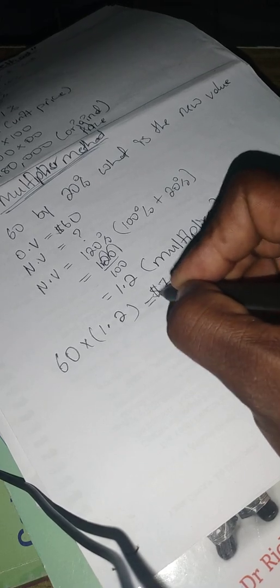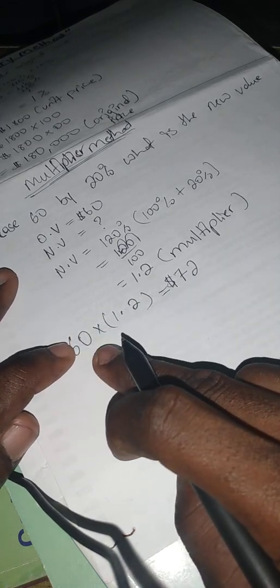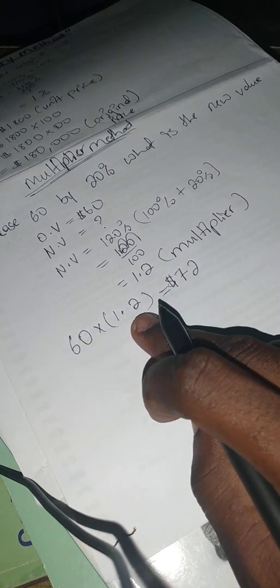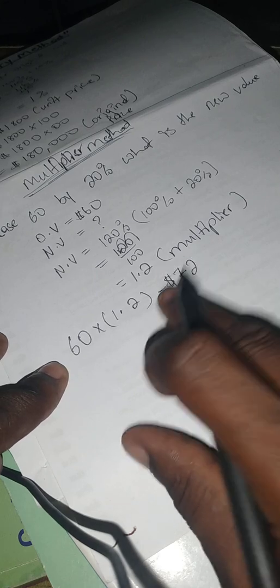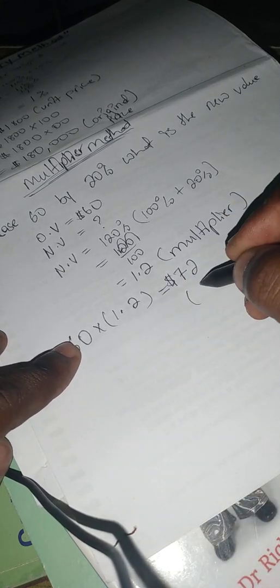So look at this now. When you multiply 60 by the multiplier, which is 1.2, you get how much? 60 by 1.2, you get $72. So this now is a 20% increase. But notice, it is 60 times the new value in percentage, what it represents, equal the result. So now once you have the result, this is how the multiplier method came in.